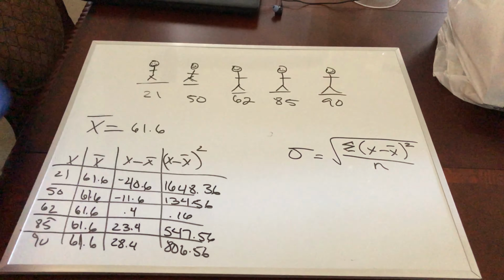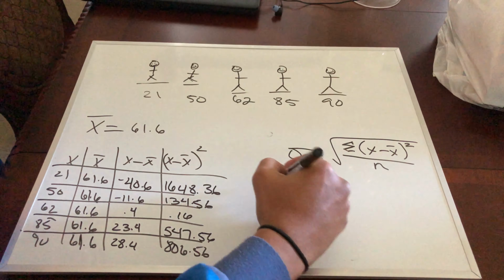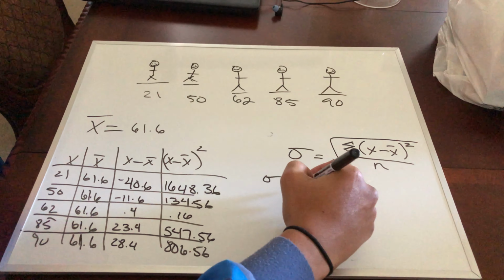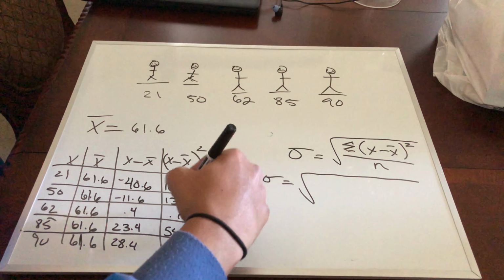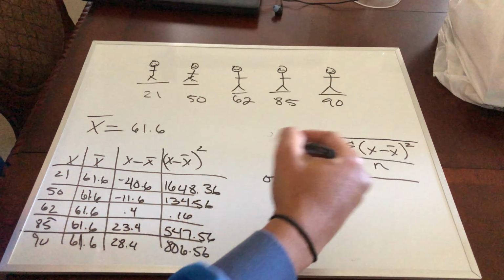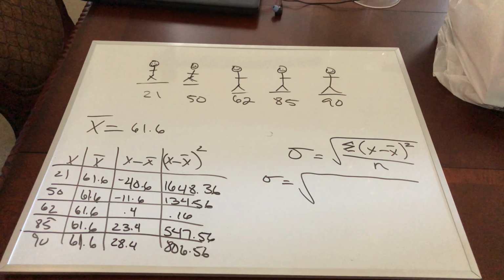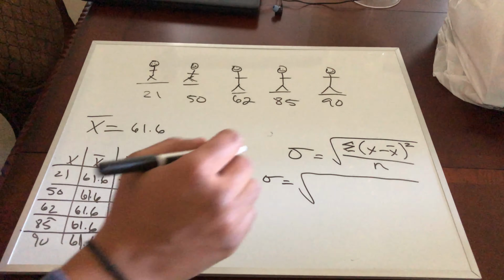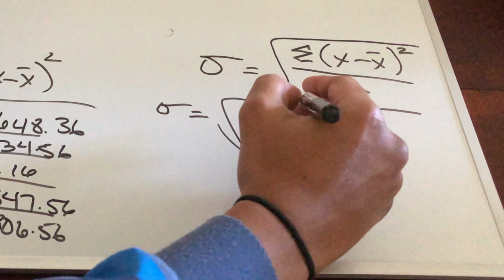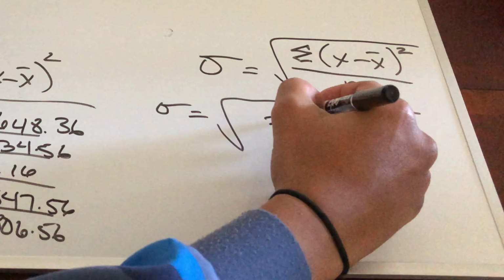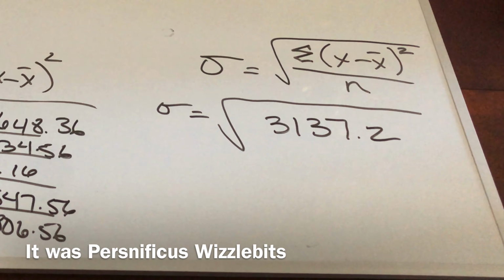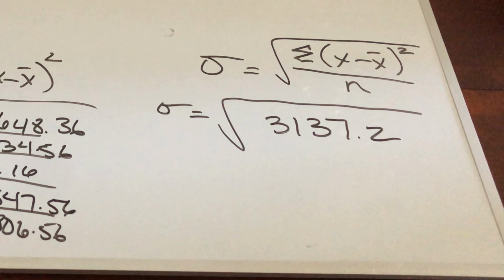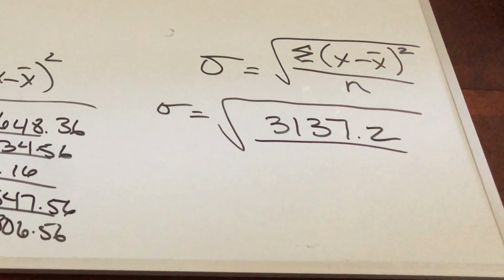So now it's going to look like this. The standard deviation equals the square root of the sum of everything that you got from here. When you add everything up together, you're going to get 3,137.2. And then you're going to divide that by the number of people that you have.